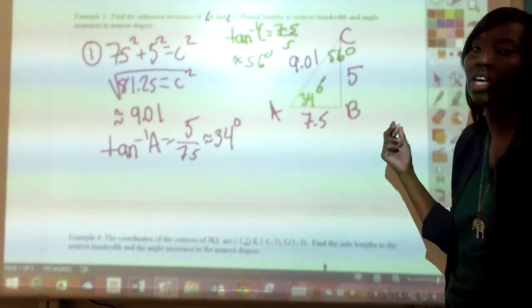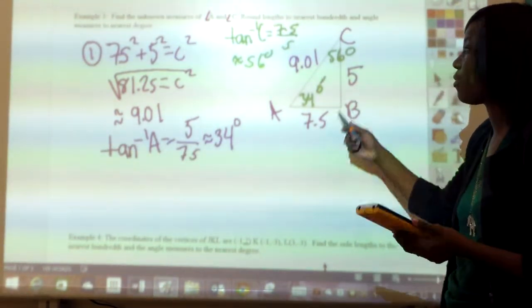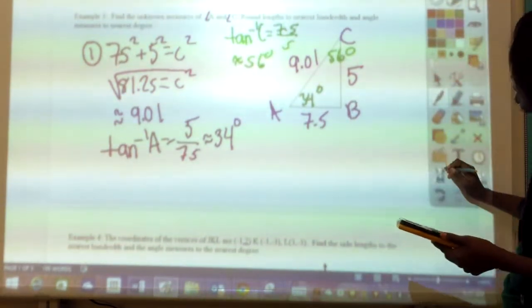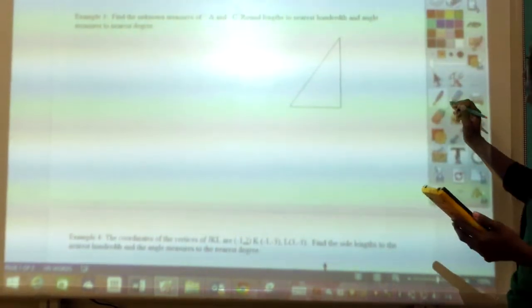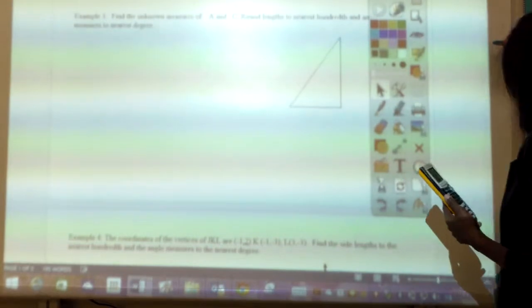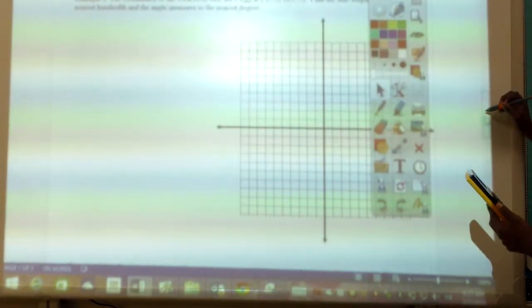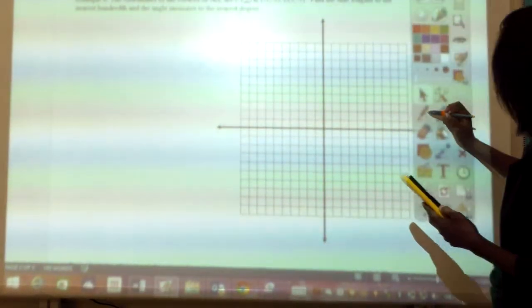Method 2 is we can use our trig functions to figure out the sides, but we're not going to go through that. I'm sure most of you probably use Pythagorean theorem. If you want to see the other method, for the sake of time, look in your books or on the PowerPoint.